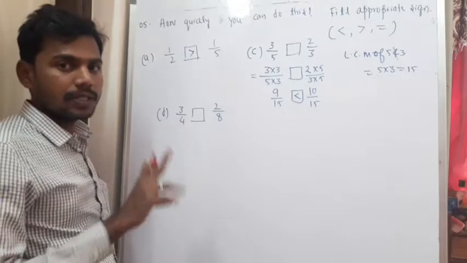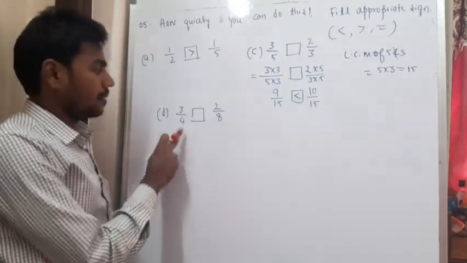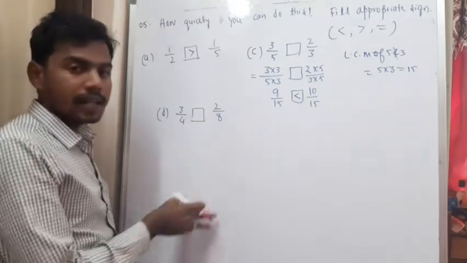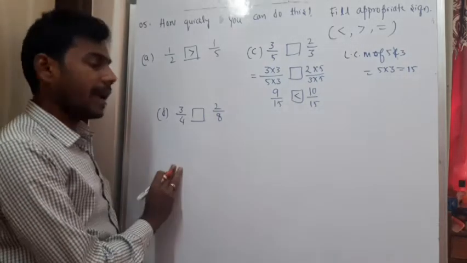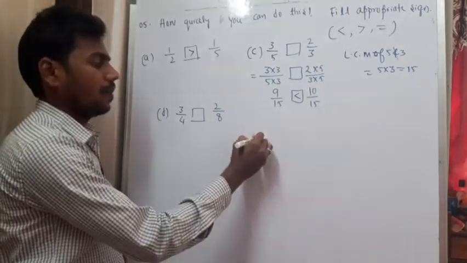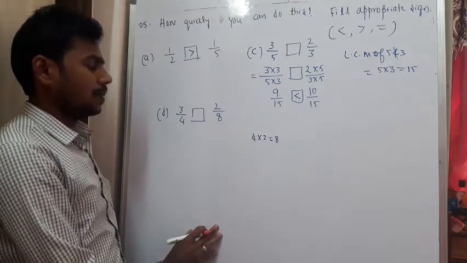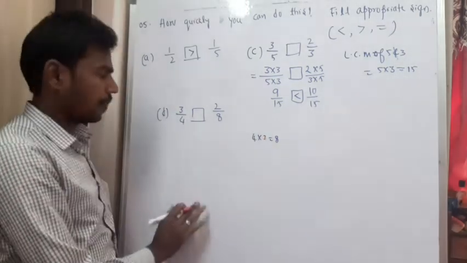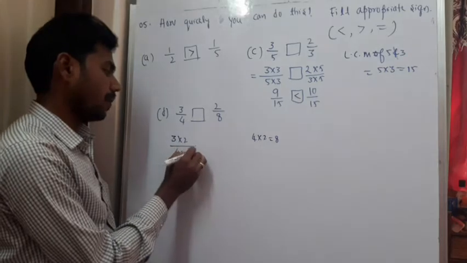In Playing with Numbers, you have studied certain properties of factors. So if 4 and 8, 4 is a factor of 8, then what is the LCM? 8 is the LCM. So since 8 is the LCM, 4 2s are 8. Yes or no? So to get 8 from 4, what do I need to do? I need to multiply by 2. So 3 into 2 divided by 4 into 2.